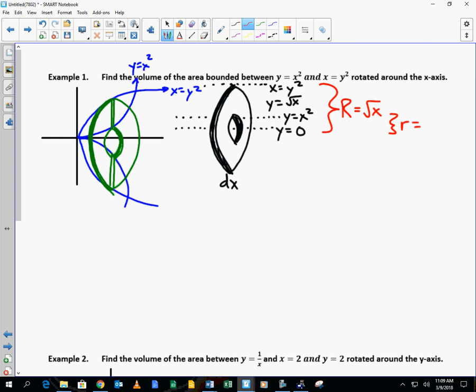This would represent my smaller radius, correct? Top would be x squared, bottom would be 0. That's a distance of x squared. So let's write the volume of one of these, just one. That's pi times big R squared, root of x squared, minus little r squared, x squared squared, then what? Times the width, which is dx.